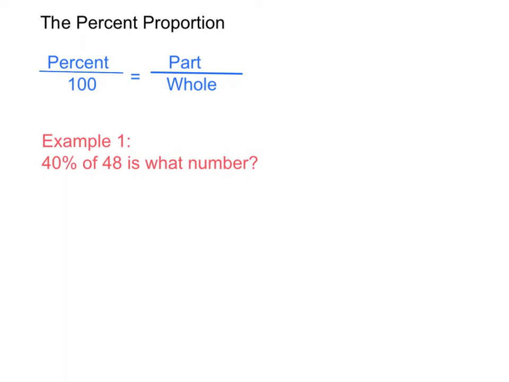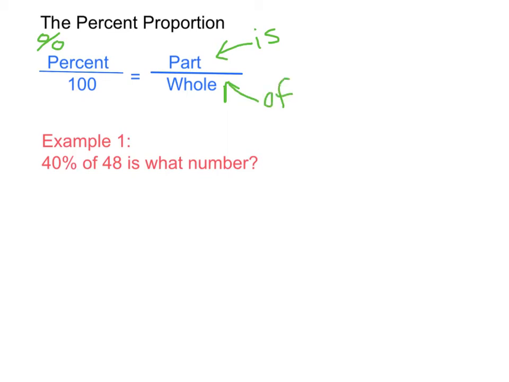For example, if you see a percent sign like this, that is the number that's going to go over 100. Now the 100 always stays. That never changes. On the other side, if you ever see the word is, that's an indicator that the number near it is going to go on the top. If you see the word of, that tells you that number is going to go on the bottom.